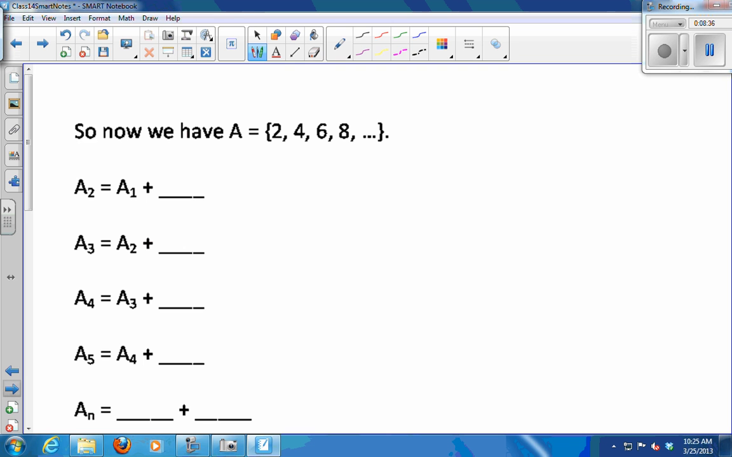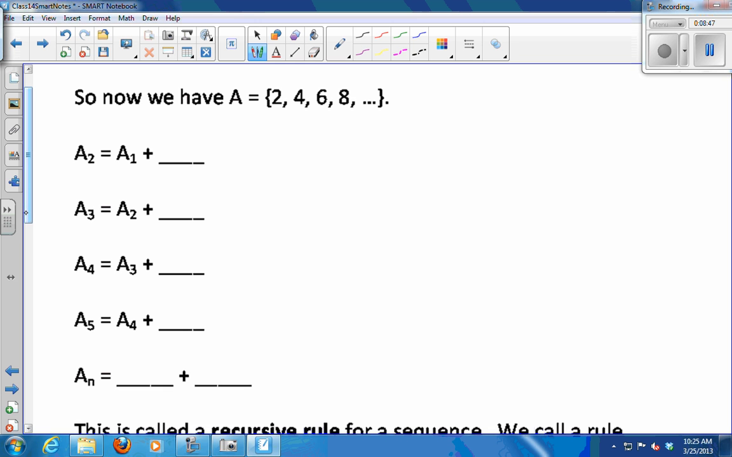Now we're going to try to establish how to write this pattern using our new notation with the letter and the subscript. So A2, what number is that? 4. What do I add to A1 to make A2? 2. So A1 is a 2, the first number in the list. What do I have to add to 2 to get the next number in the list?